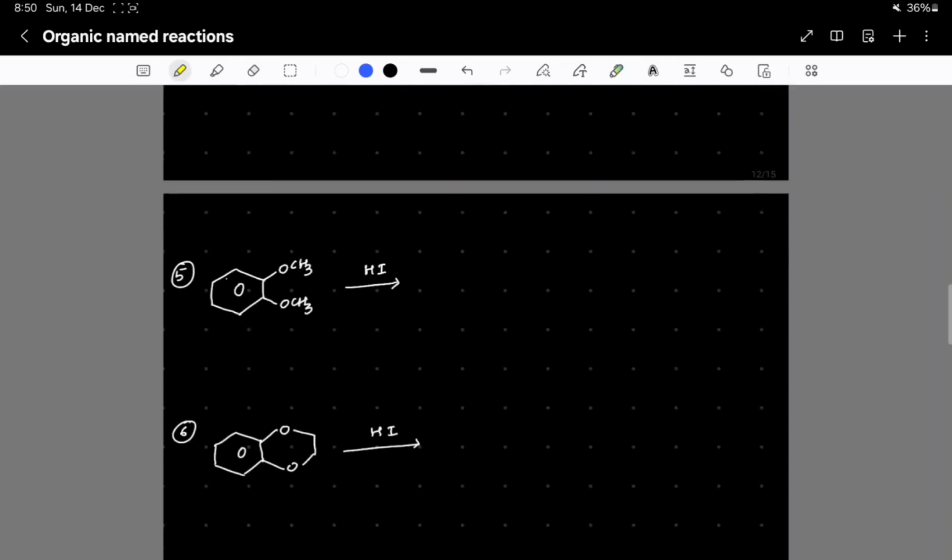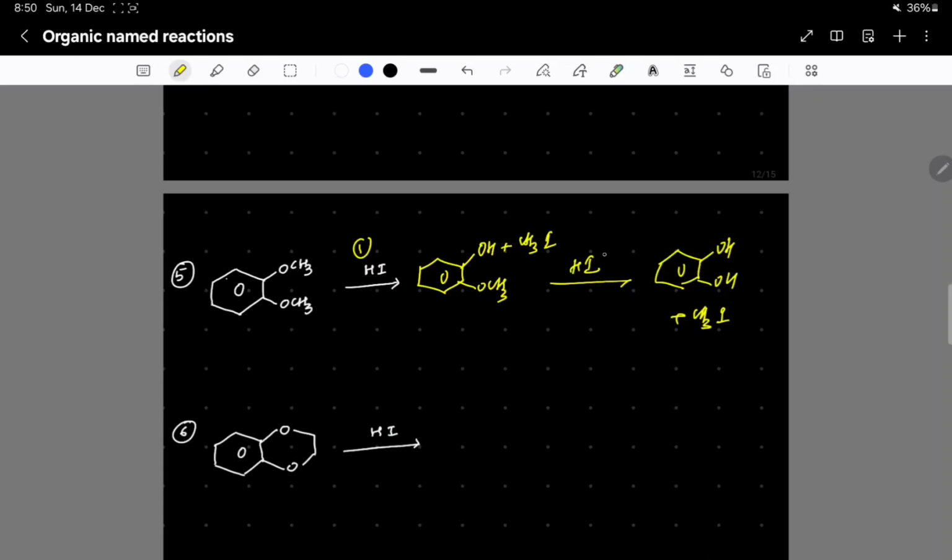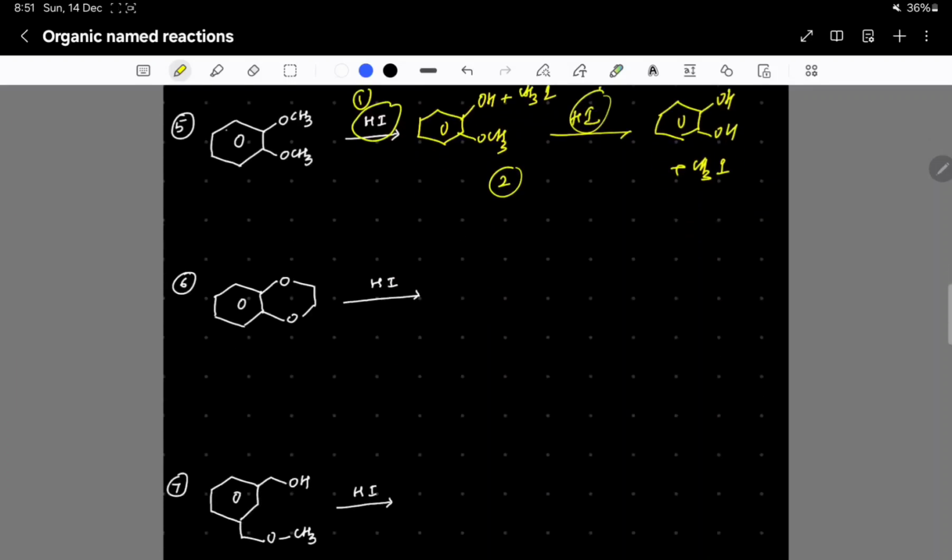Now look, student, one more reaction. How many moles of HI? In the first case we will get OH plus CH3I. I required 1 mole. Again here I have one more OCH3, which reacts with one more HI. Then I will get catechol. Now, how many moles of HI are required? Here 1 mole, here 1 mole. So the total is 2 moles of HI required.